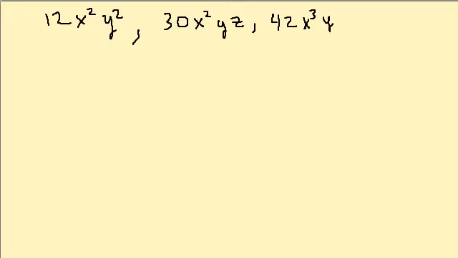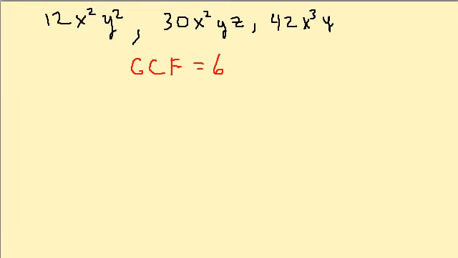Let's take a look at another one. We want to find the greatest common factor of 12x squared y squared, 30x squared yz, and 42x cubed y. So once again we can find the greatest common factor of 12, 30, and 42. Okay, the greatest common factor of 12, 30, and 42 is 6.